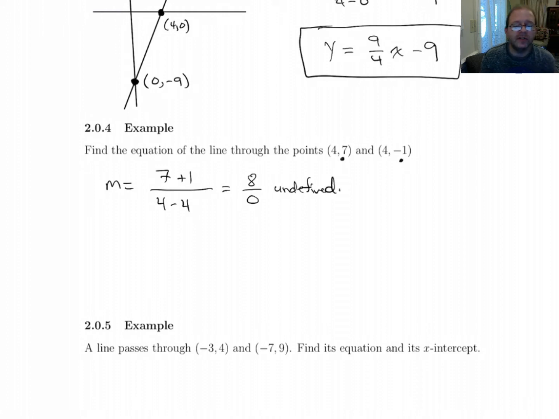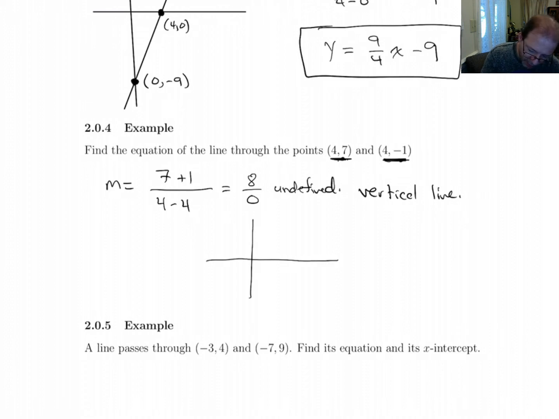So what that tells us is it's a vertical line. We can still write the equation of it though. Notice both of these points have an x-coordinate of 4. So if I were to plot both of them, we'd have 4, 7 up here, and then 4, -1 here. So what we'd have is this vertical line here. That's the vertical line, x equals 4.